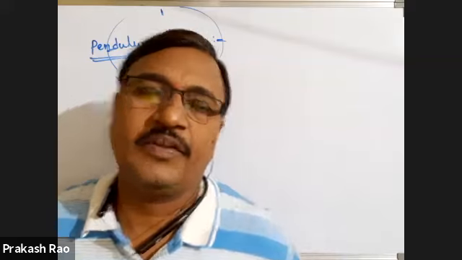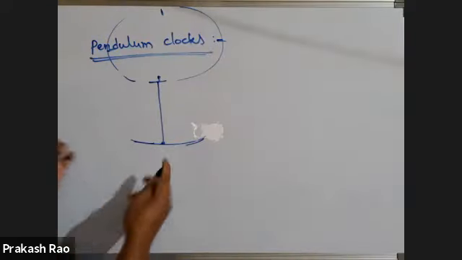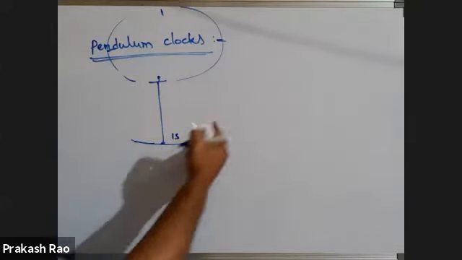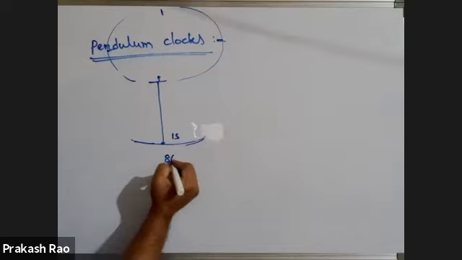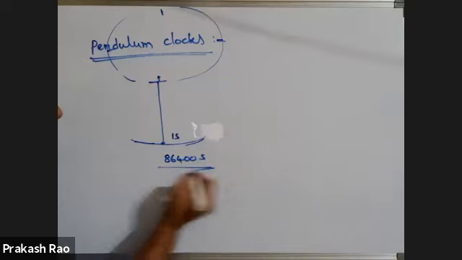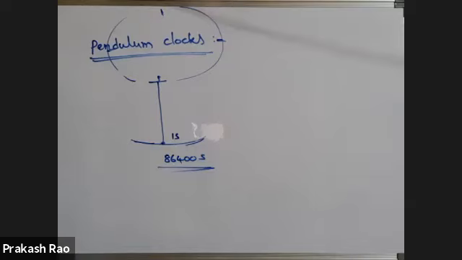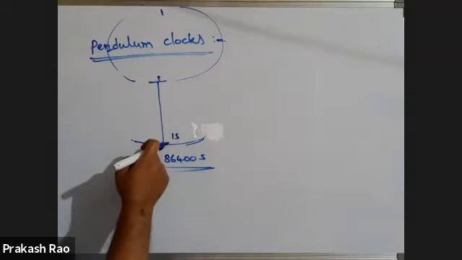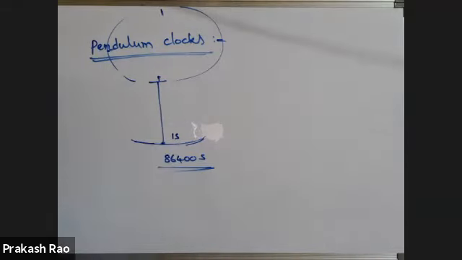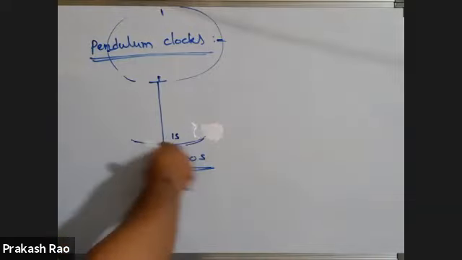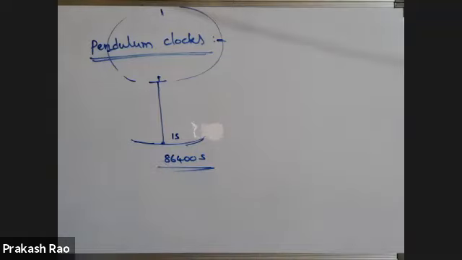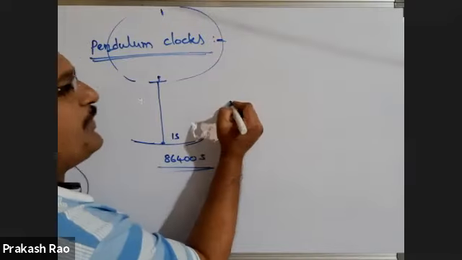For example, assume that it is a pendulum clock of time period 1 second. If the time period is 1 second, how many oscillations will it make in 1 second? There are 86,400 seconds in one day. How many oscillations will it make in 1 day? So this pendulum will make 86,400 oscillations. Okay?